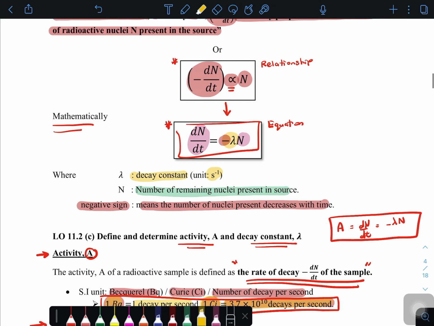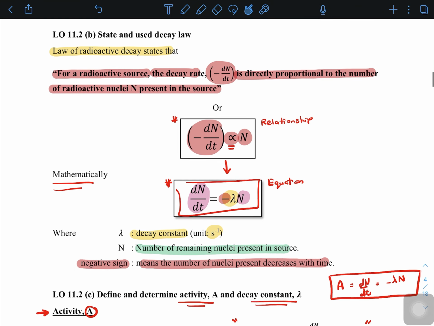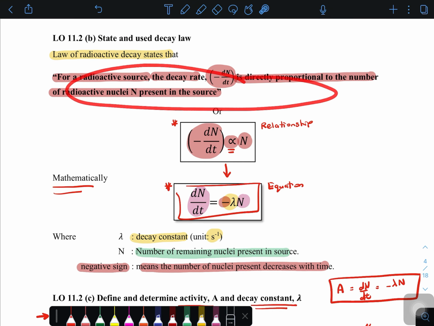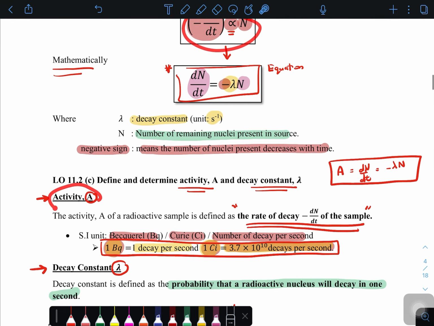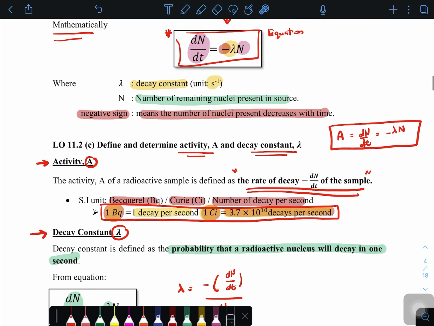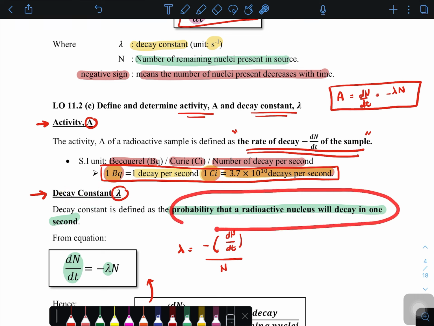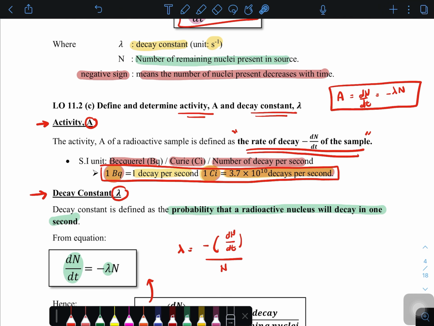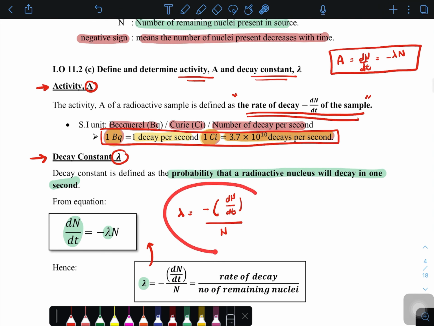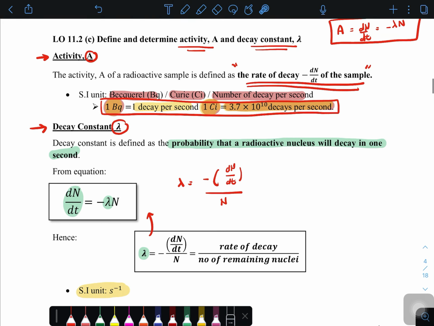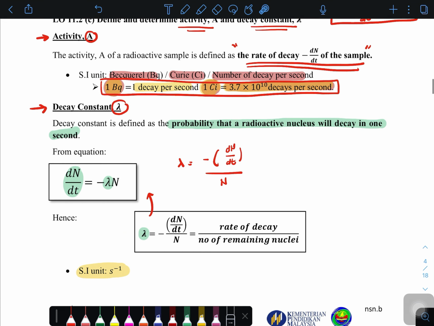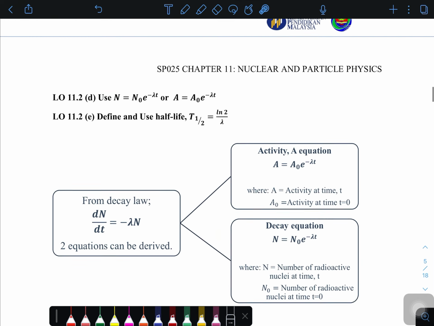So we already know the decay law. We have known activity, which is the rate of decay of the sample. And we learned the decay constant, which is the probability that a radioactive nucleus will decay in 1 second. So we keep going around using the same equation. The unit for activity is the becquerel, and the unit for the decay constant is per second.